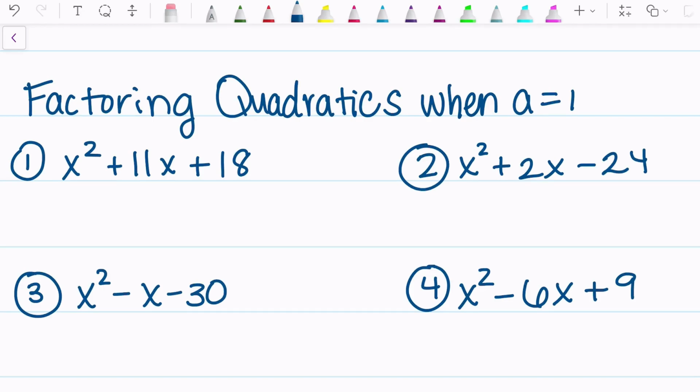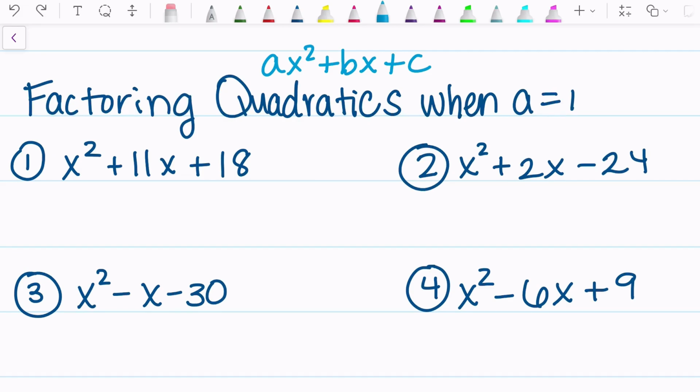This video is to cover how to factor a quadratic trinomial when a is 1. Something's called a trinomial if it has 3 terms, so typically a quadratic is of the form ax squared plus bx plus c. And so when we're looking at this first example, my a value is 1 because I don't see it, so it's really 1x squared. So these are all examples where a is 1.